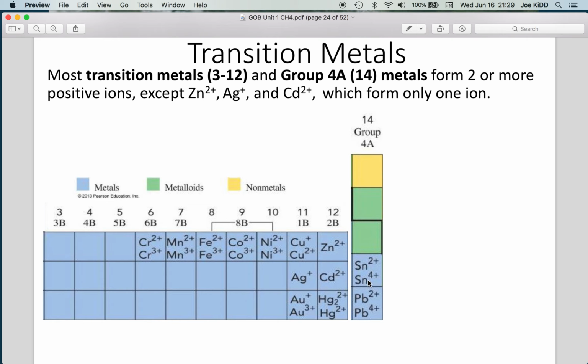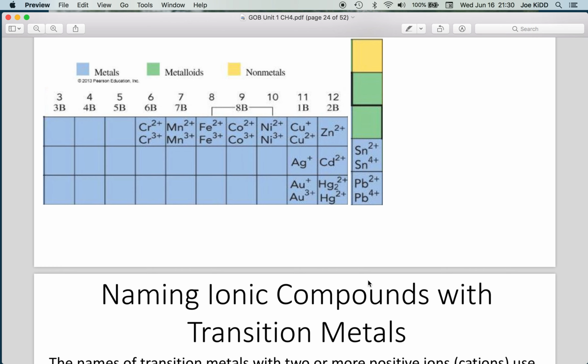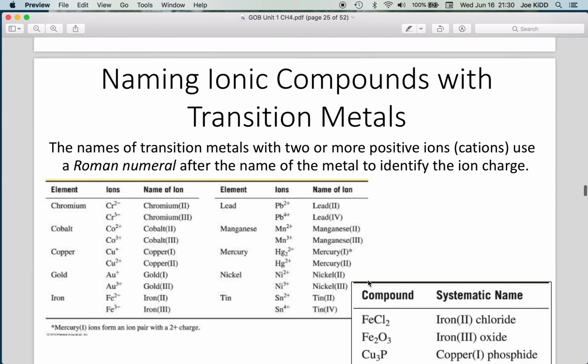I would strongly suggest you add this to your notes. It's not something you have to memorize. We're going to show you some tricks, hints and tips on how you figure out the ionic formula for transition metal containing compounds. The first thing we need to deal with when we have a transition metal in our ionic compound is how we're going to write it.